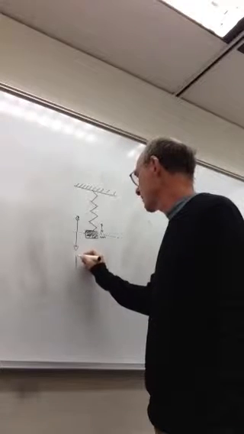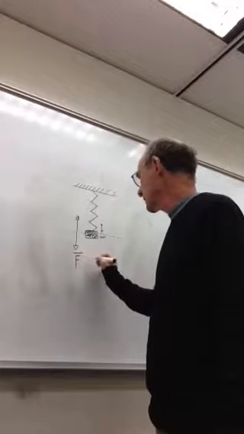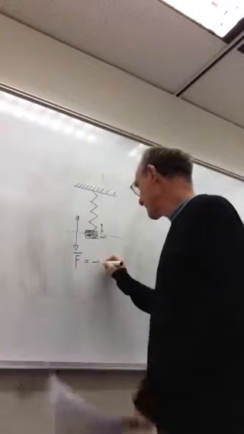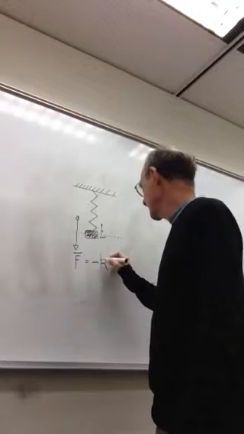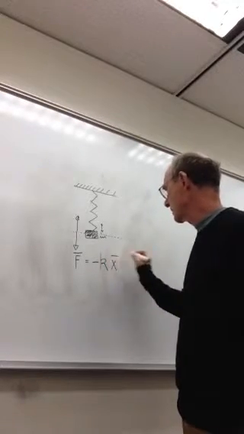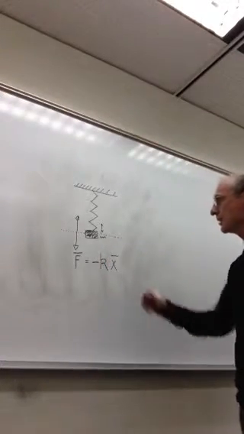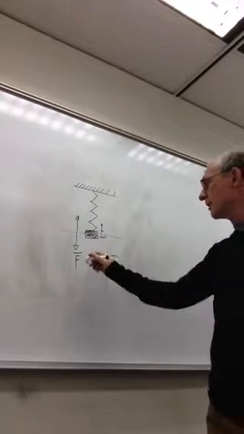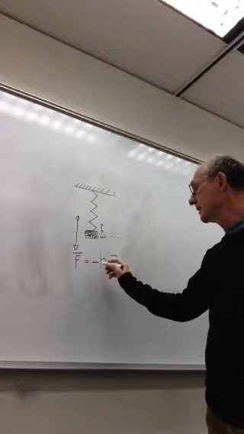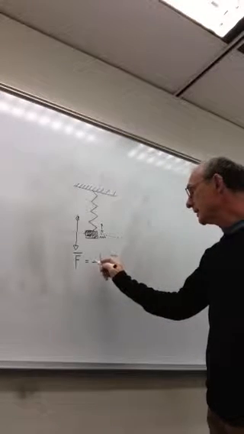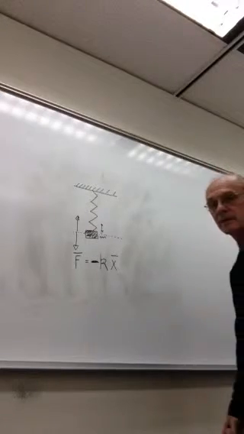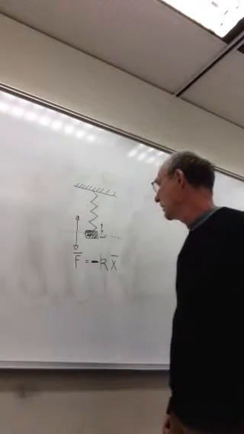Mathematically, a restoring force will be a vector which is minus a constant times the displacement. So the displacement is a vector, it's either up or down. The force is also a vector, but it has this quality that there's a minus sign here. So the force always is opposed to the displacement.